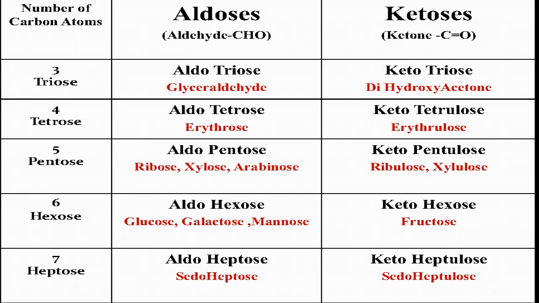So in red color you can also see the examples of each group. For example, aldohexose, 6 carbon aldose sugars, are glucose, galactose, mannose, whereas ketohexose or 6 carbon keto sugar example is fructose. Aldopentose examples are ribose, xylose, arabinose. And ketopentose examples are ribulose, xylulose.